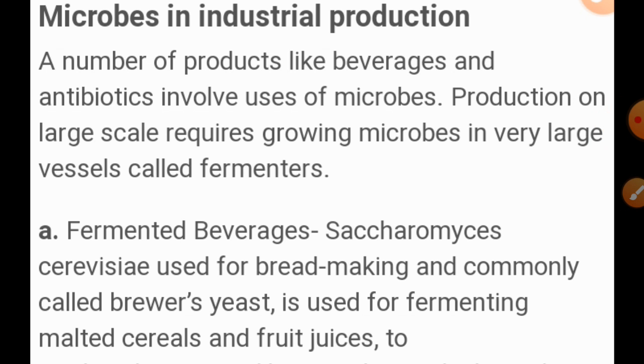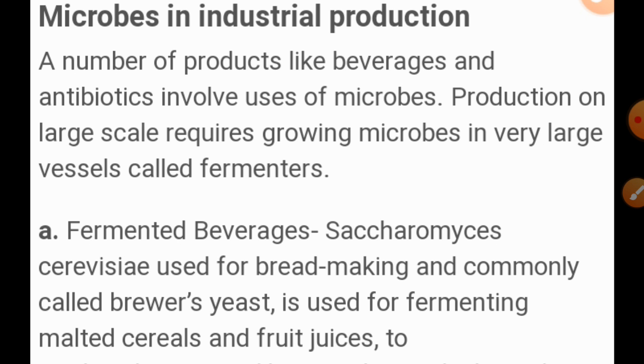In the previous topic we talked about the usefulness of microbes in household products, in which we discussed how microorganisms can be utilized for the preparation of curd, dough, and different kinds of cheese. But later on, these microorganisms are also used in some industrial products.